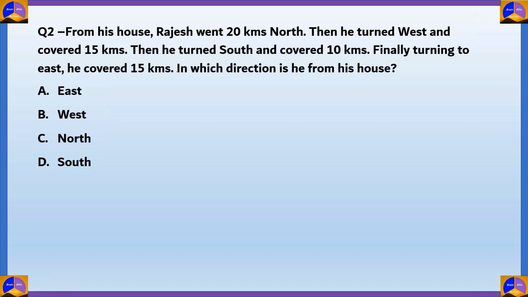Now, let's draw the direction diagram for this question. So, this is Rajesh's starting point. We will call it A. And he went 20 kilometers north. Now, north means upwards. So, he went 20 kilometers north. Okay. Then he turned west and covered 15 kilometers. Now west is to the left as given here and traveled 15 kilometer. We call these points B and C.